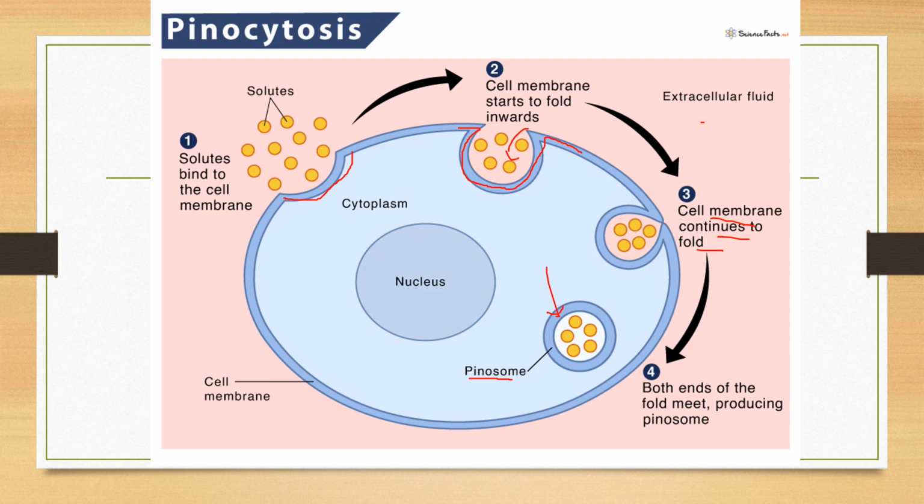So this is the process of pinocytosis. Firstly the vesicle is formed. In the second step the extracellular fluid goes inside the vesicle, then the vesicle is closed, and after that the vesicle is taken in. In pinocytosis, the vesicle is called the pinosome, which has the extracellular fluid.